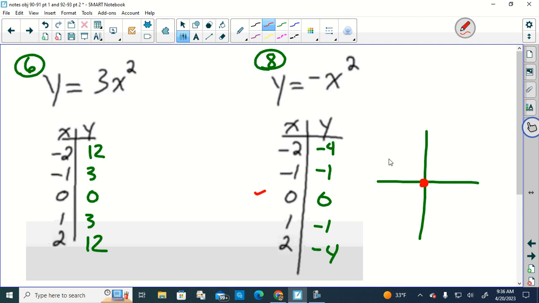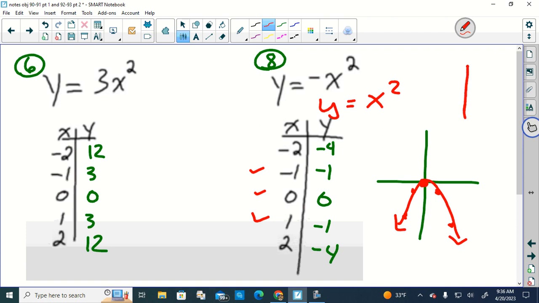I'm going to do the negative ones first. So I'm going left 1, down 1. Okay, so that one's done. I'm going to do this one, so to the right 1, down 1. That one's done. And then I'm going to go to the left 2, so 1, 2, and then down 4. And then to the right 2, and down 4. So what do you notice that is different between this one and when we had this one?